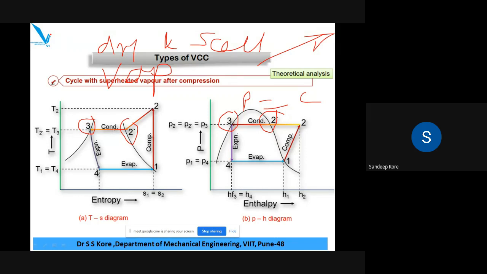So if you observe here, a two-phase mixture is there. Liquid plus vapor. So here, if suppose this point is there, we have a maximum amount of vapor and less part of liquid. If we are moving towards point 3, at point 3, all this vapor is going to convert into liquid. So 2 dash to 3, the amount of heat rejected is called the latent heat.